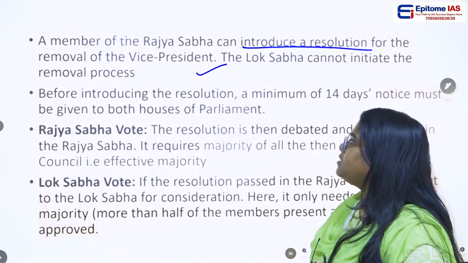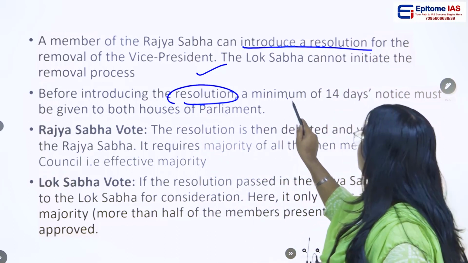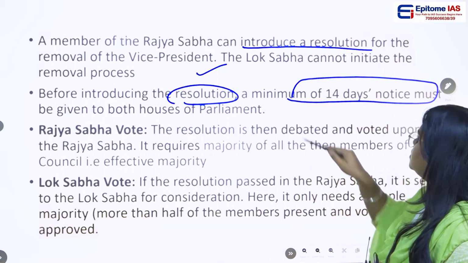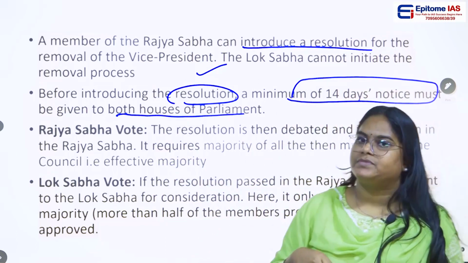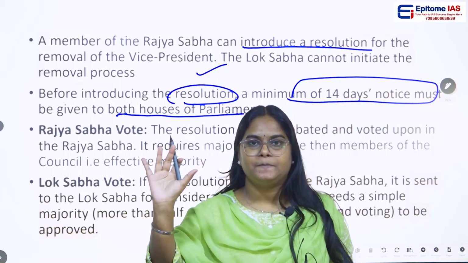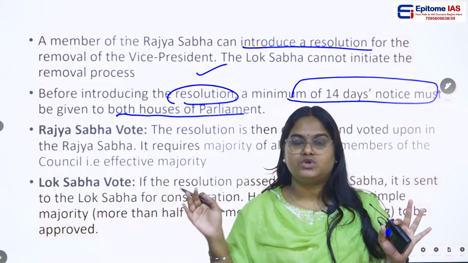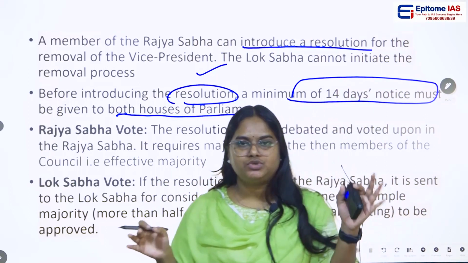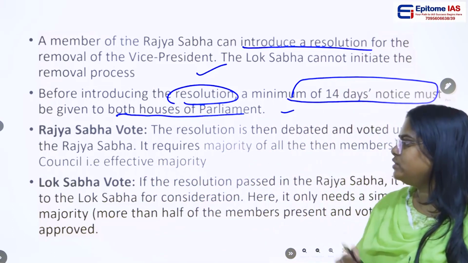Then the second point: before introducing the resolution, a minimum of 14-day notice should be given to both the houses of Parliament. So before introducing this resolution in Rajya Sabha, a 14-day notice should be given to both the houses, not just Rajya Sabha. This point you have to remember.